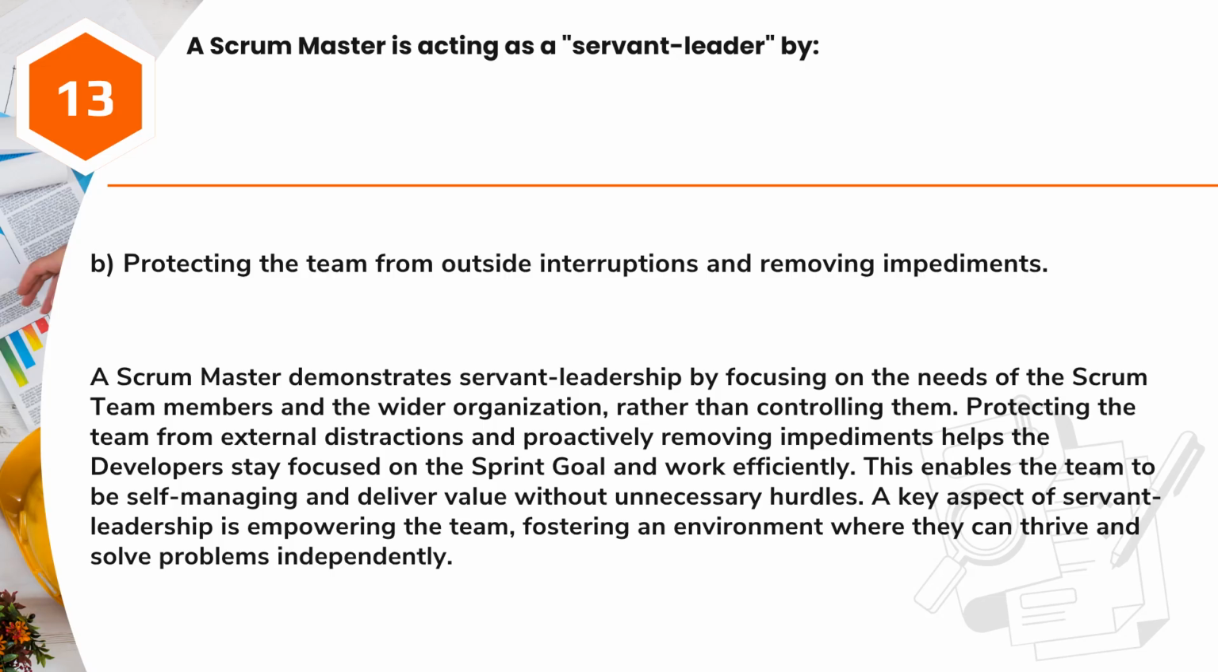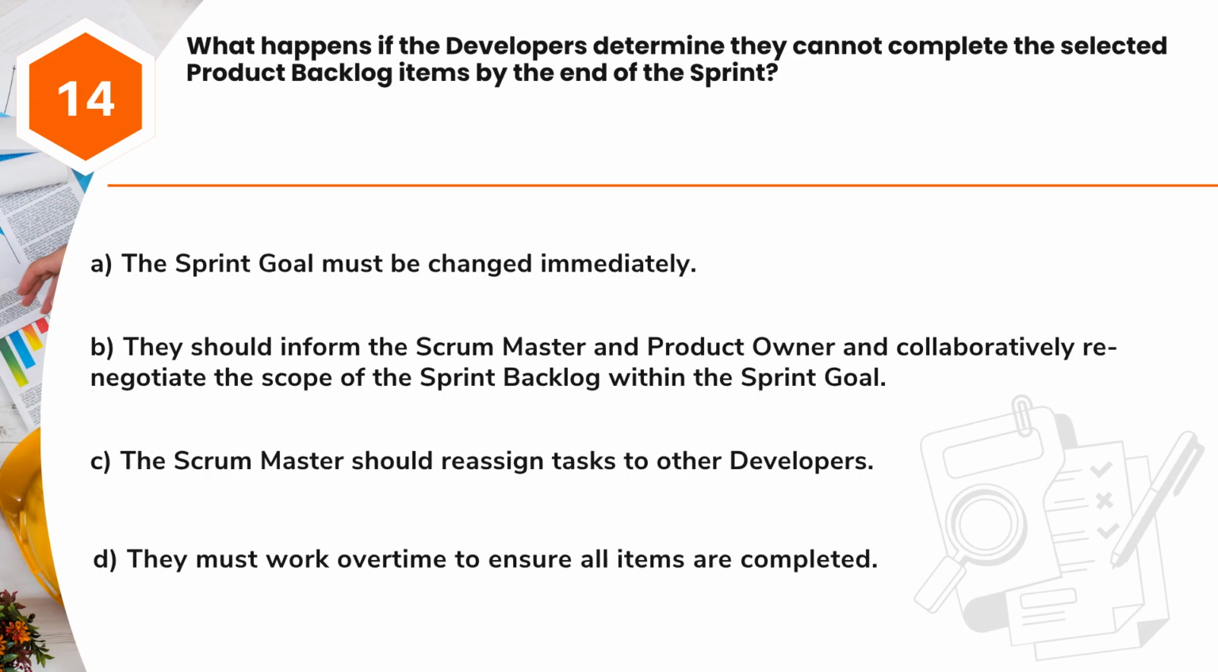A key aspect of servant leadership is empowering the team, fostering an environment where they can thrive and solve problems independently. Question 14. What happens if the developers determine they cannot complete the selected product backlog items by the end of the sprint? A. The sprint goal must be changed immediately. B. They should inform the Scrum Master and product owner and collaboratively renegotiate the scope of the sprint backlog within the sprint goal. C. The Scrum Master should reassign tasks to other developers. D. They must work overtime to ensure all items are completed.